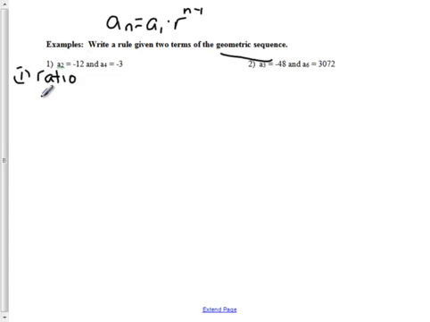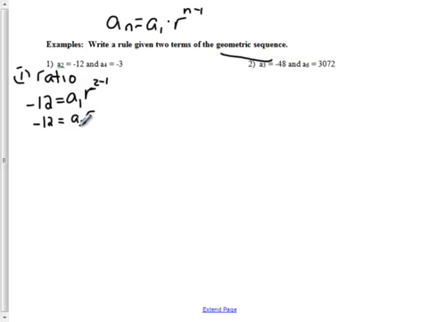A to the n, we're going to use negative 12, equals, we don't know our first term. Then we don't know r, so I'm going to keep it r. Now I'm going to raise it to the 2 minus 1. Well, 2 minus 1 is just r. So I have negative 12 equals a1 r.